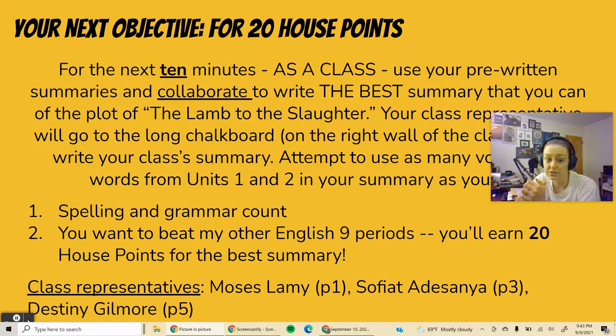Everyone else, as soon as I start the timer, you're going to help this person. You're working together. You're going to help them to figure out, okay, what is the best summary that we can write for Lamb to the Slaughter of the plot with as many vocab words as we can fit. You guys all have your own sentences that you just practiced and wrote, so you should definitely have things to contribute here to this discussion.